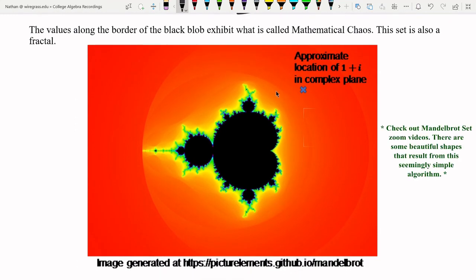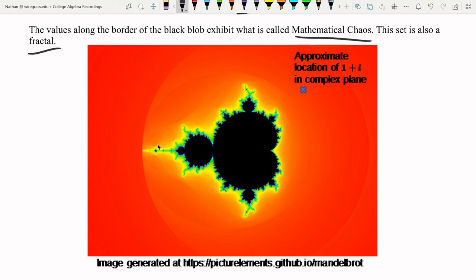Now, along the black border, along this border here, is where the mathematical chaos happens. Everything on the outside here, all the colored stuff, goes off to infinity. This set is called a fractal, and it's got this self-similarity if you zoom in on portions of it. For instance, if you zoom in right here, you're going to see almost the exact same image right there. Also, if you zoom in right here and a bunch of other places.